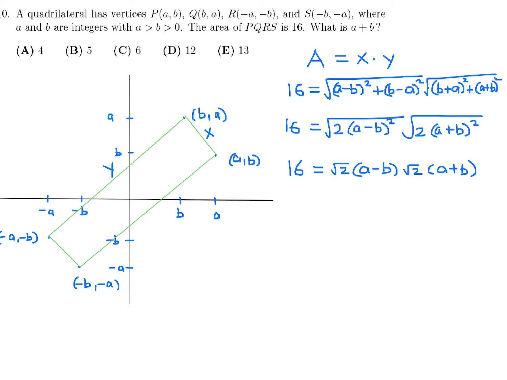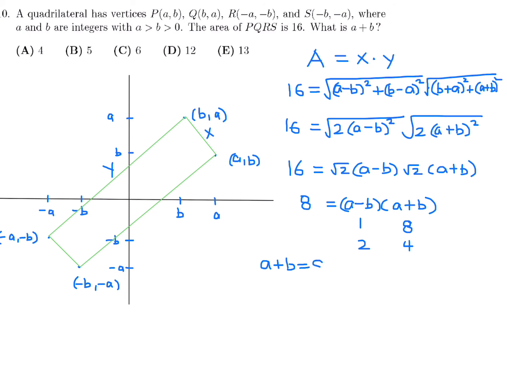And then root 2 times root 2 is 2, so that means this will be 8. And then all you have left with is (a minus b) and (a plus b). All right. Well, a and b are integers, and that's very, very helpful, the fact that they're integers. So the only combinations would be 8 times 1 or 4 times 2. And I think those are the only combinations. Okay, let's go with the first one.